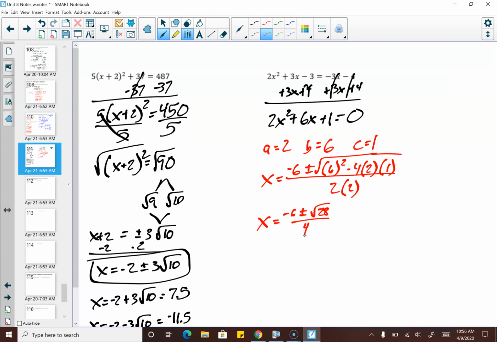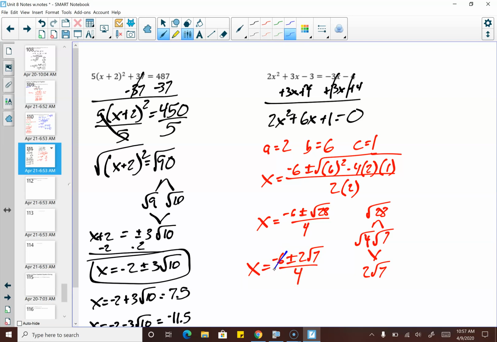Remember, you are not allowed to cross anything out at this moment. 28 is not perfect, but 28 does split. So we'll go off here on the side. It's square root 4 times square root 7, which gives us 2 square root 7. So we get -6 plus or minus 2 square root 7 over 4.